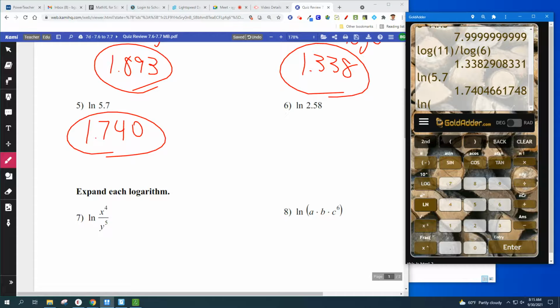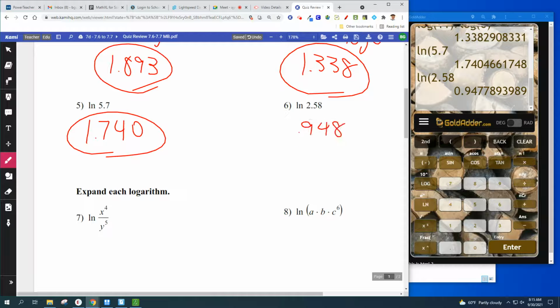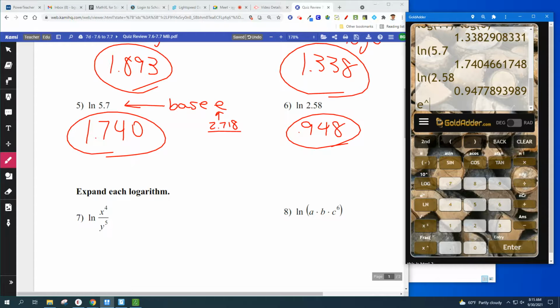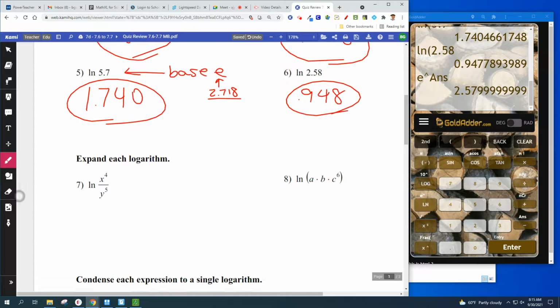And natural log of 2.58, 0.948. So think about what we're doing this time. A natural log is a base E. Base E, that's Euler's number. That's about 2.718 or whatever. We're finding the exponent on that, which makes 5.7 or whatever. So if I said, well, let's do the 2.58. E to the 0.94778939989 is about 2.58. All right, we're finding the exponent that makes 2.58.